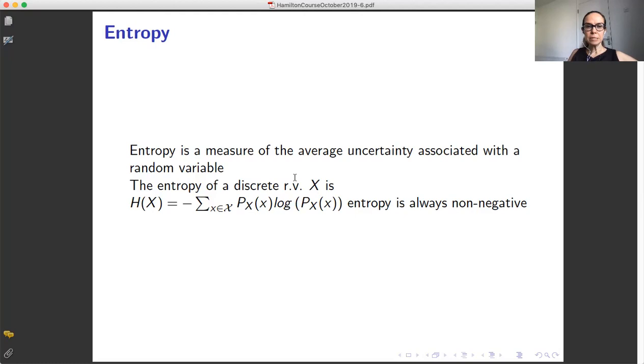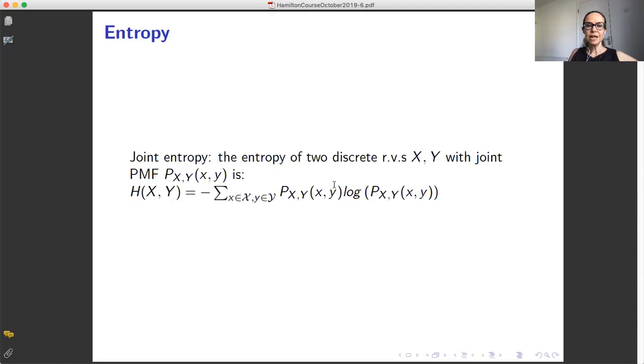So this is what the entropy of a discrete random variable is. It's always non-negative. And I can look at not just a single random variable, but of course I can consider a set of random variables, an ordered set, a vector, and I can look at the joint probability mass function, and thus compute their joint entropy H of X, Y.